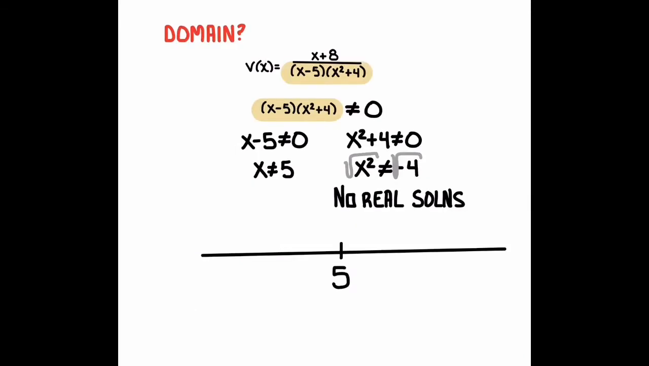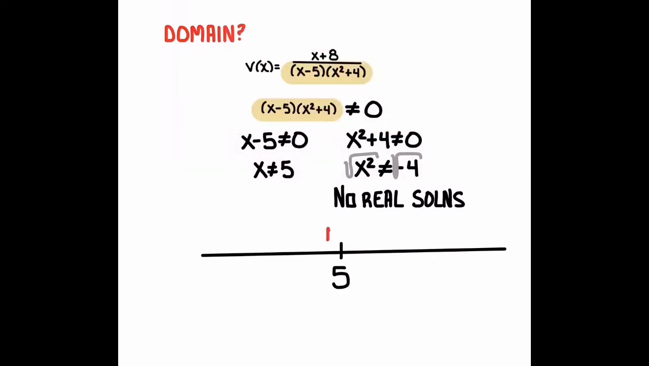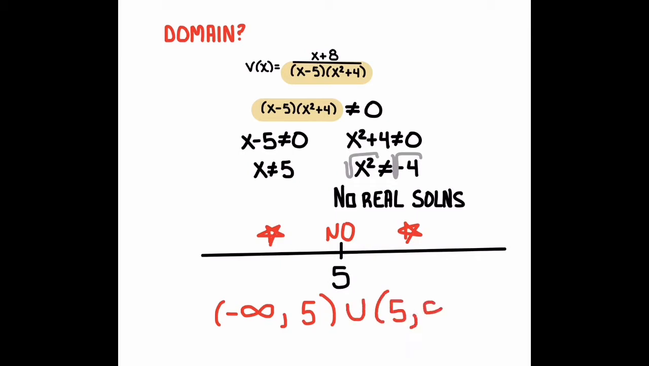Taking a closer look at how we're going to write the answer for the domain using interval notation, we cannot use the number 5, but we can use everything to the left and the right. So writing this across from left to right, we can use parenthesis negative infinity up to 5, parenthesis to leave out the 5, union, parenthesis to continue leaving it out, but we use everything to the right of 5 up through infinity.